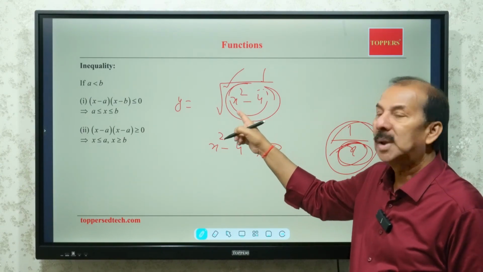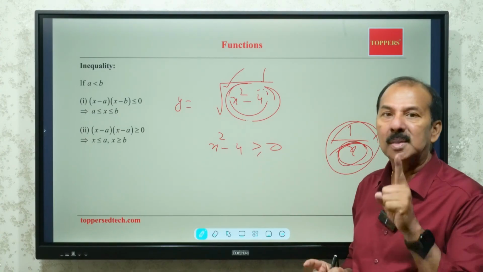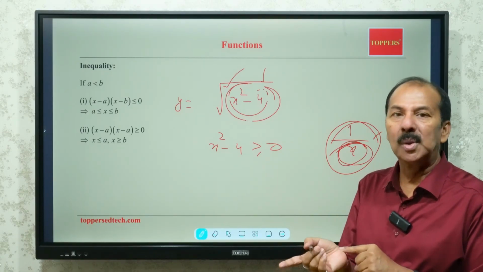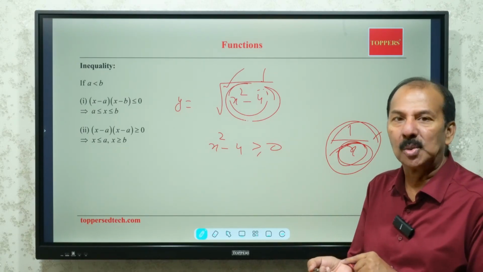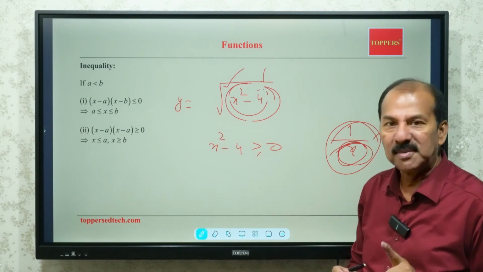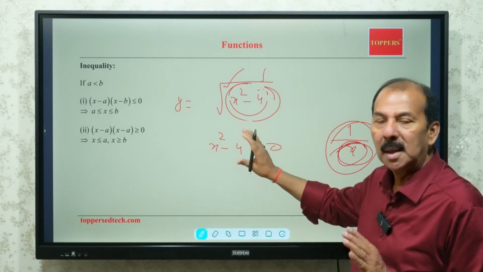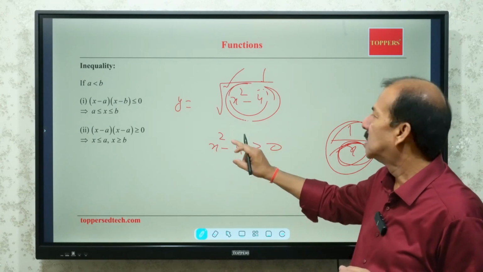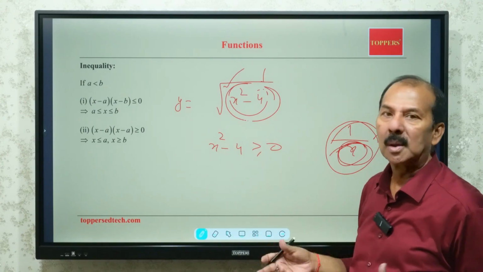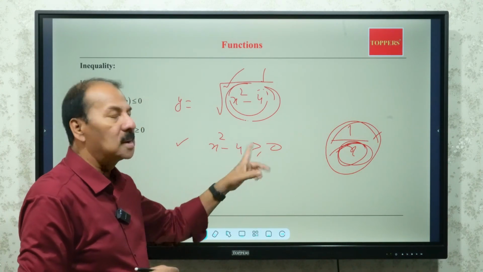If some terms had been in the denominator for which y becomes infinity, we would have had to eliminate those terms, because that is also not part of the defined function. But here we do not have any confusion regarding that, so we need not go for that requirement. So here we have x squared minus 4 greater than or equal to 0.